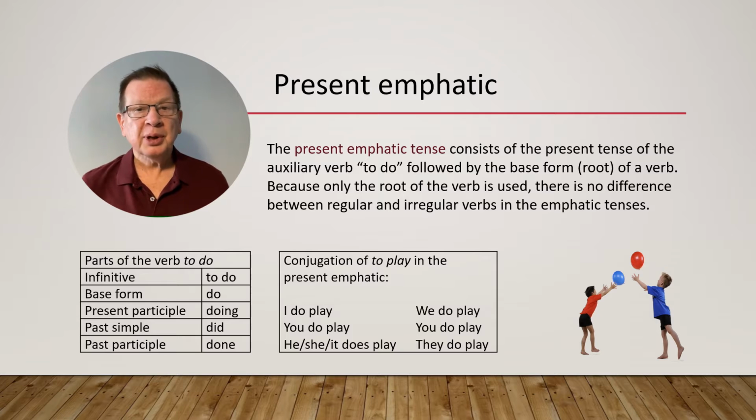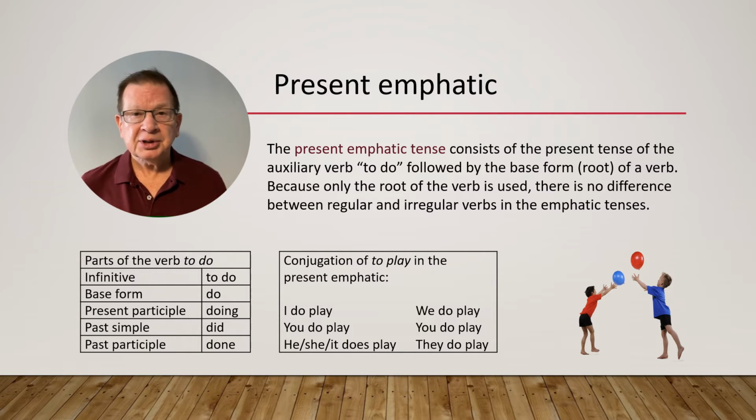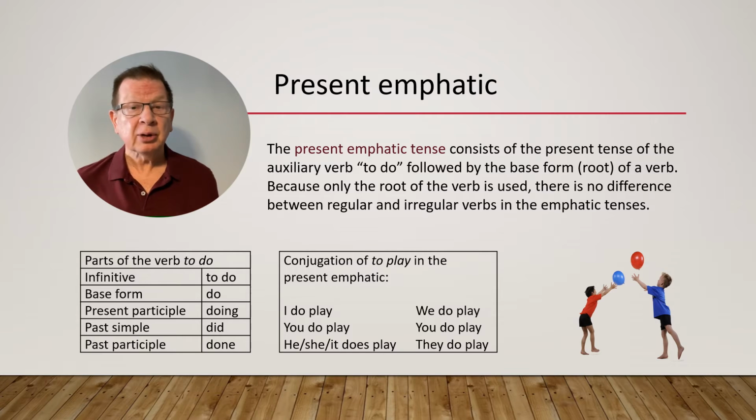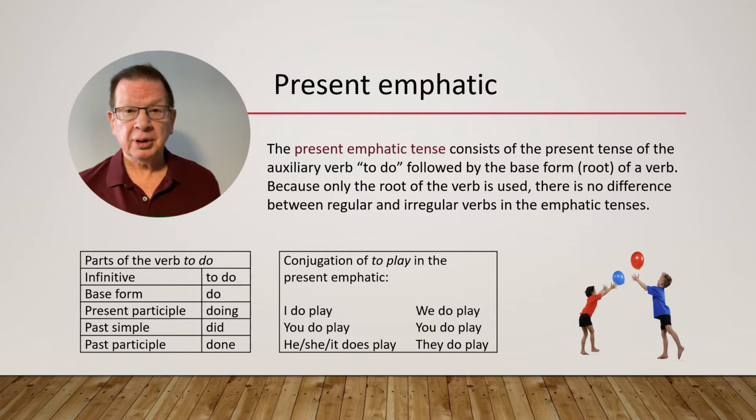Now we come to the present emphatic. This tense consists of the present tense of the auxiliary verb to do, followed by the base form or root of the verb. Because only the root of the verb is used, there is no difference between regular and irregular verbs in the emphatic tenses. In other words, all you have to worry about is the conjugation of the verb to do, and then just add the root of the verb you are using.